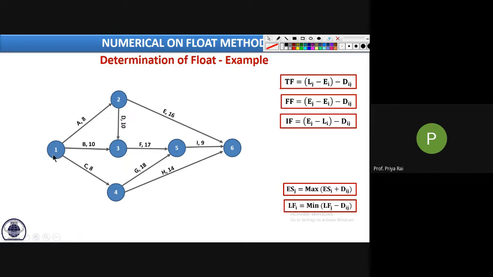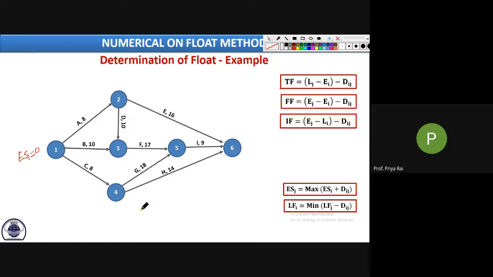For calculating ES, we start from the first event, moving in the forward direction. Whereas for calculating LF, we go backward, starting from the last event. Now, what is the value of ES for the first event? 0. Yes, very good. So ES1 is 0.